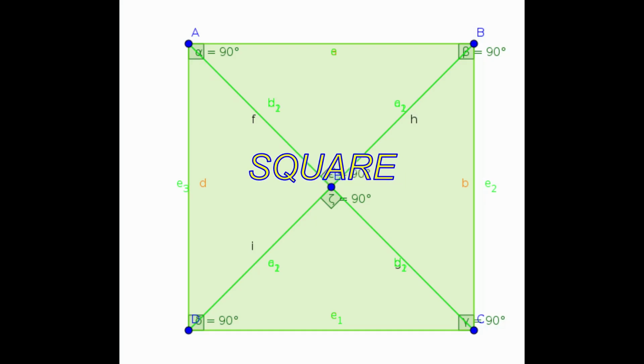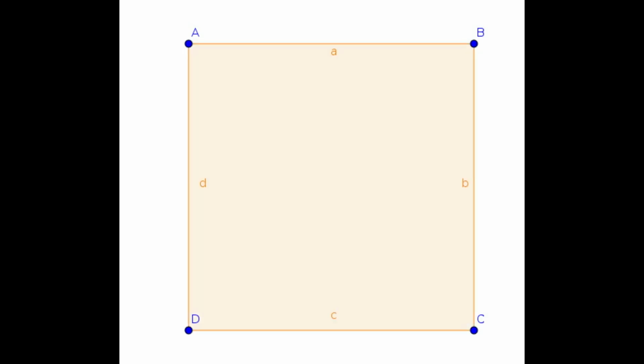Let us know about the square. It has four vertices, four sides and four angles. All the sides are equal and opposite sides are parallel. The angle between two sides is 90 degrees.